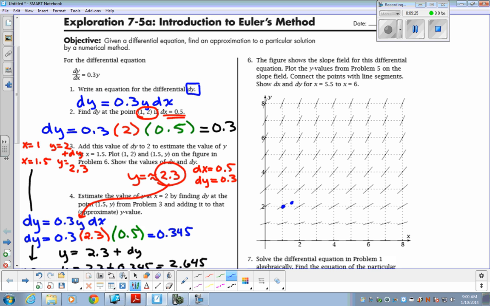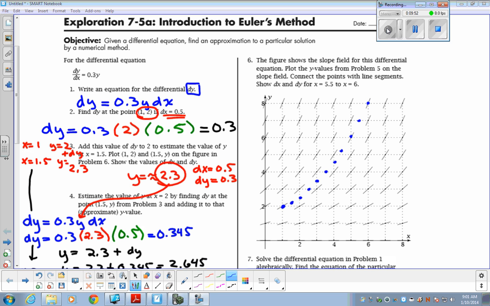So it's asking me to actually plot all of the y values from number 5 that we just found. So go ahead right now and just plot all of your points from number 5 onto this graph. So pause the video now, please. So here are my points plotted. And again, these are going to be approximations.